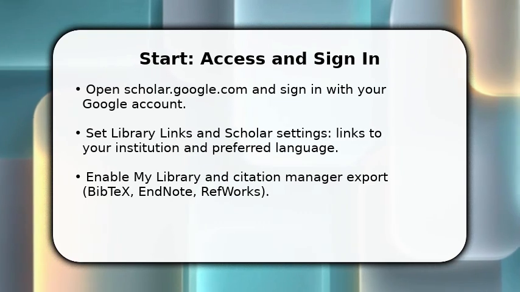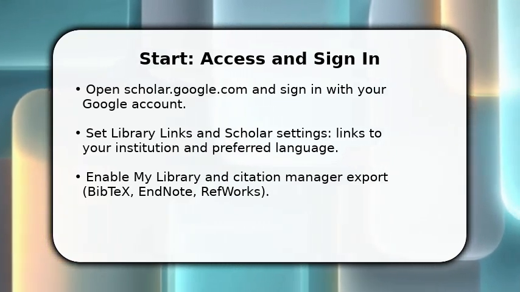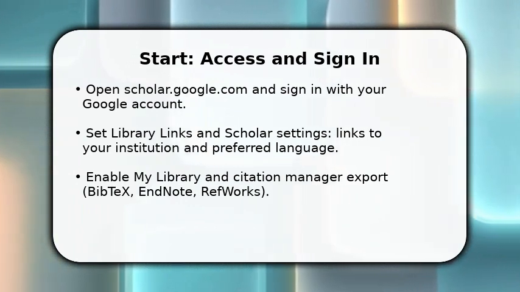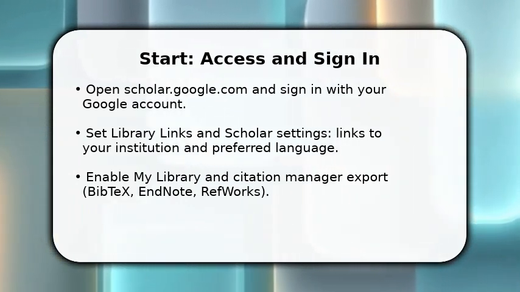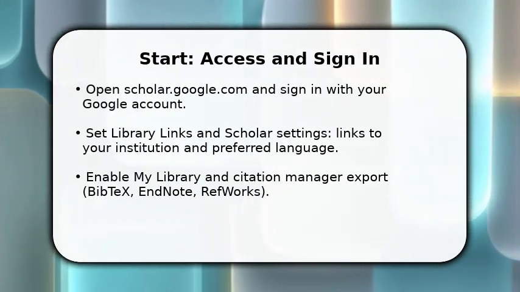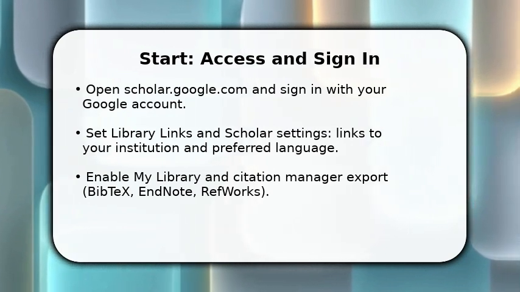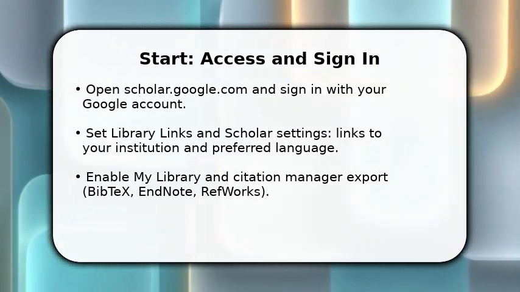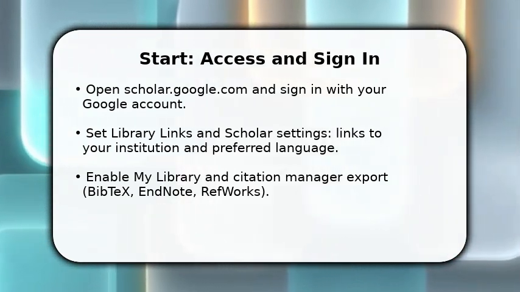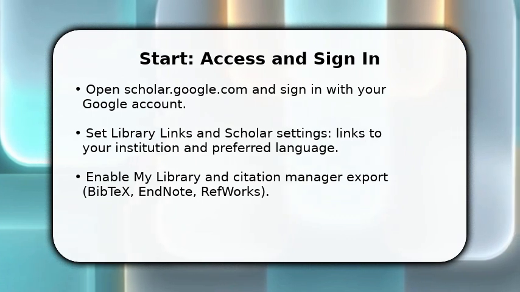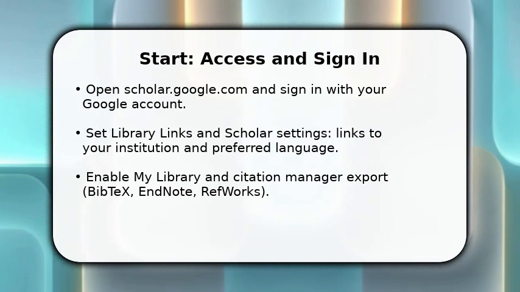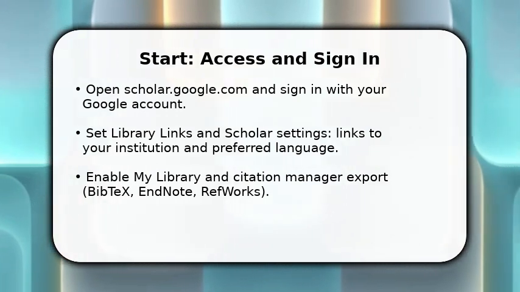You begin by opening Google Scholar and signing in so your saves carry across devices. Once signed in, set library links to connect to your school or public library and choose language and results per page. This optimizes access to full text. Make sure My Library is enabled so you can save items immediately. Finally, enable citation export formats like BibTeX or EndNote. This prepares you to grab properly formatted references fast when you find relevant papers.